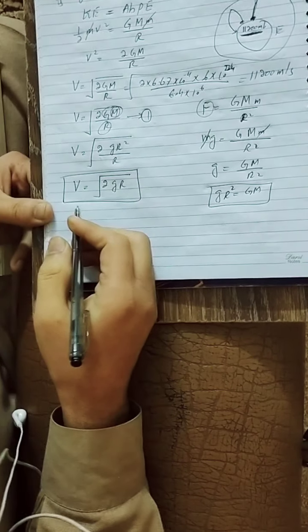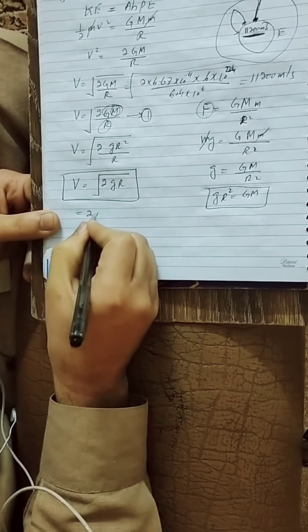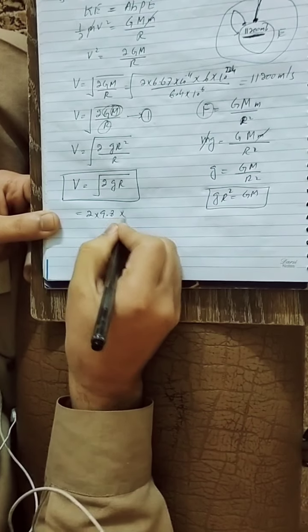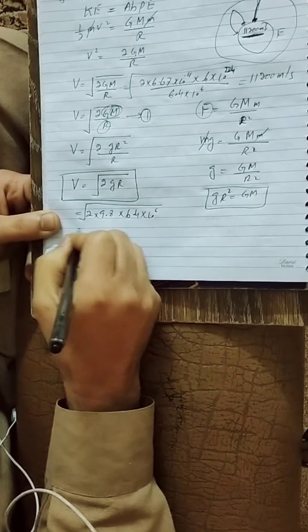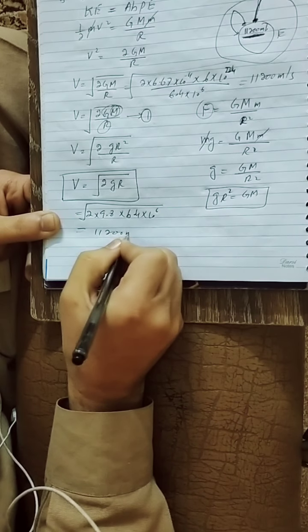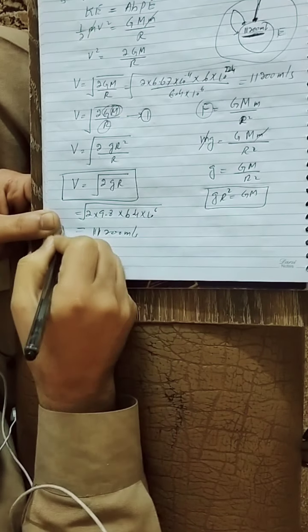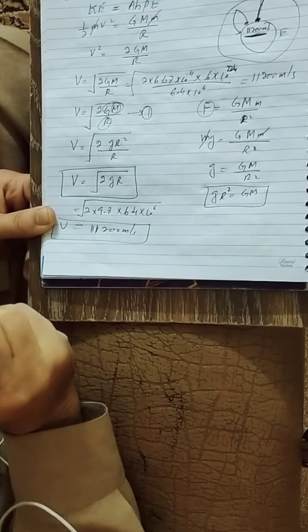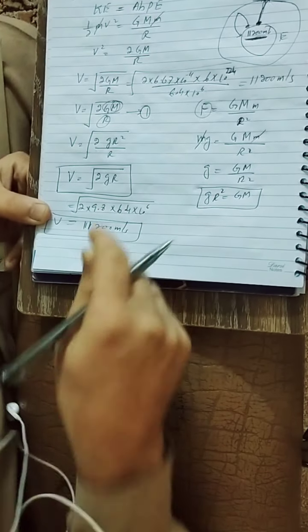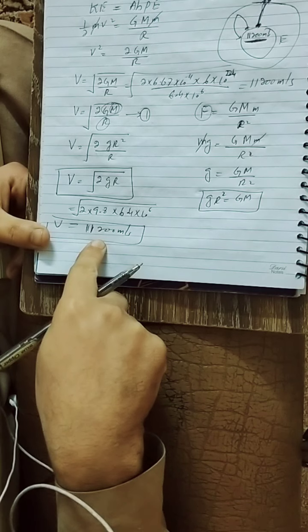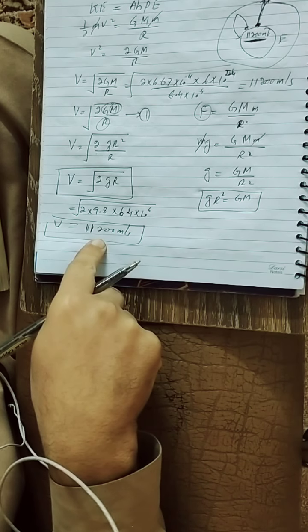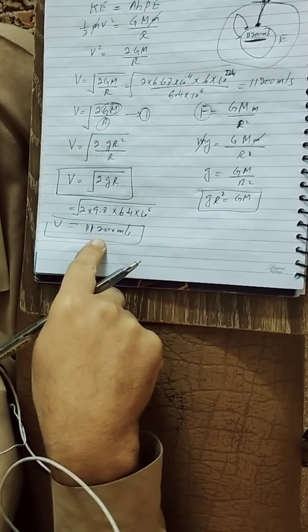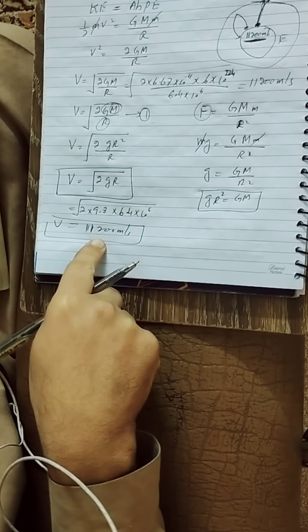If you put the value of g, which is 9.8, and the radius of the earth, which is 6.4 into 10 power 6 meter, we will have the same value, 11,200 meter per second. This is the escape velocity of the earth. So whenever you throw a ball with the velocity of 11,200 meter per second, the ball will be out of the gravity, reaching beyond the gravity.